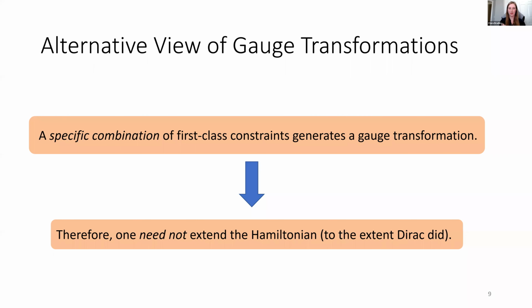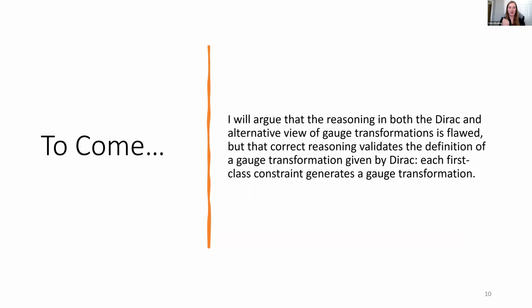So in this talk, I'm going to try and provide a resolution to this debate between the Dirac view and this alternative view of gauge transformations. In particular, what I'm going to argue is that by using a geometric formulation of the constraint Hamiltonian formalism, one can see that the reasoning in both the Dirac and the alternative view of gauge transformations is flawed, but that in this formalism, the correct reasoning validates the definition of a gauge transformation given by Dirac, namely that each first-class constraint generates a gauge transformation. And in doing so, I will diagnose the reasons that one might be led to this alternative view.